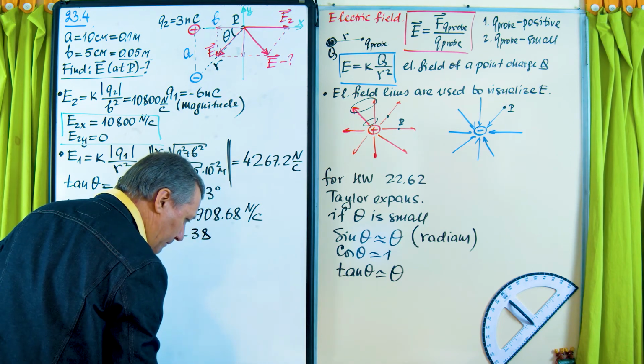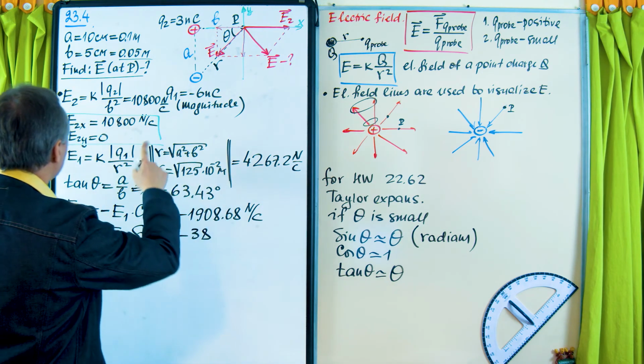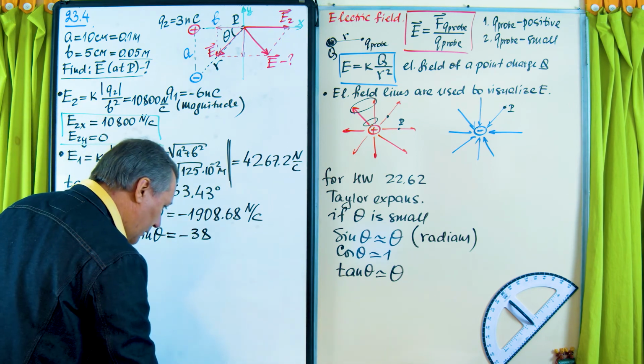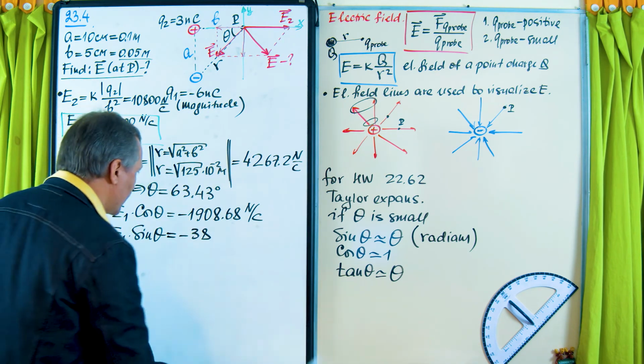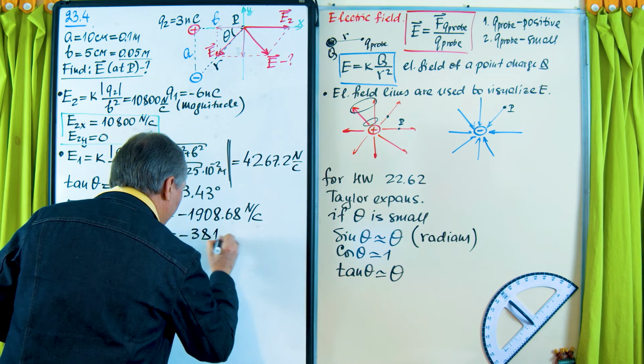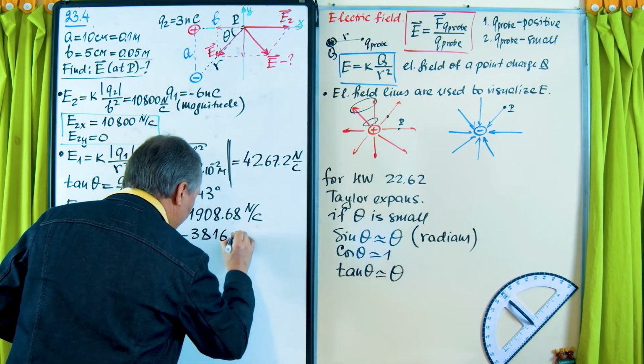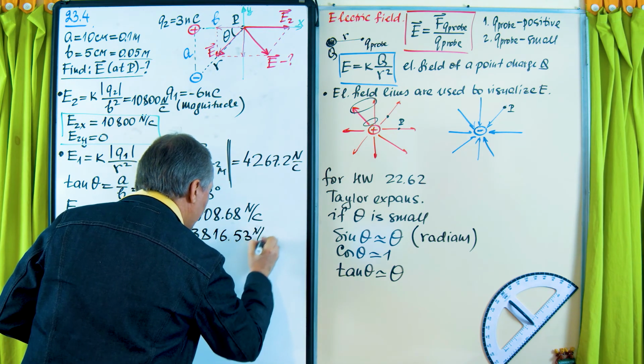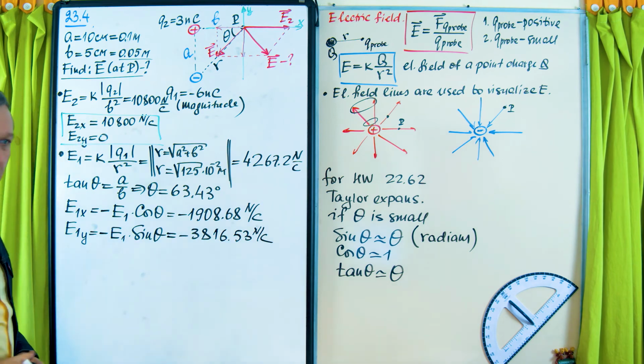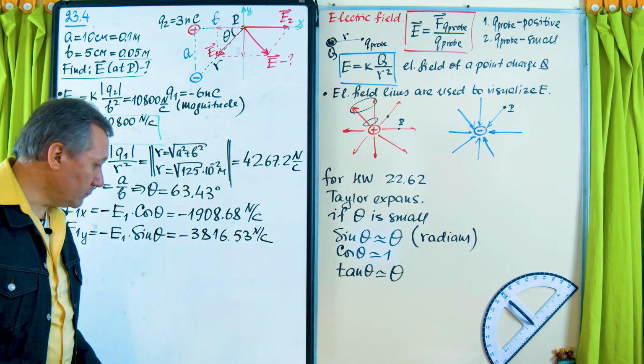3,800. No, it's 16,5,3 newtons per coulomb. Right, so both components are negative.